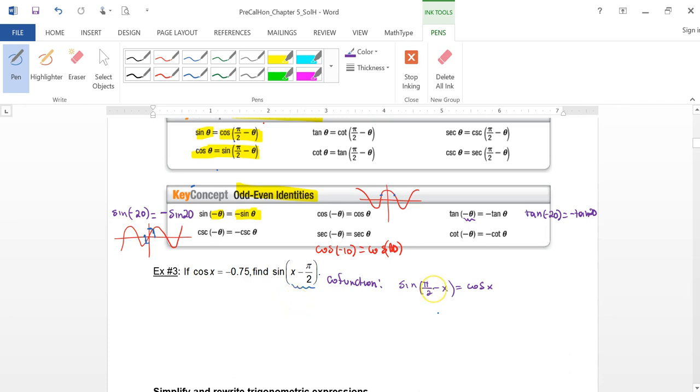Here, the actual identity is pi over 2 minus x. Here I have x minus pi over 2. So one is the negative of the other. So this is sine of negative pi over 2 minus x, which is negative cosine of x. Okay? And then it's 0.75. So what's cosine of x? Negative 0.75? Yeah, so then it's just 0.75. Right. Got it.